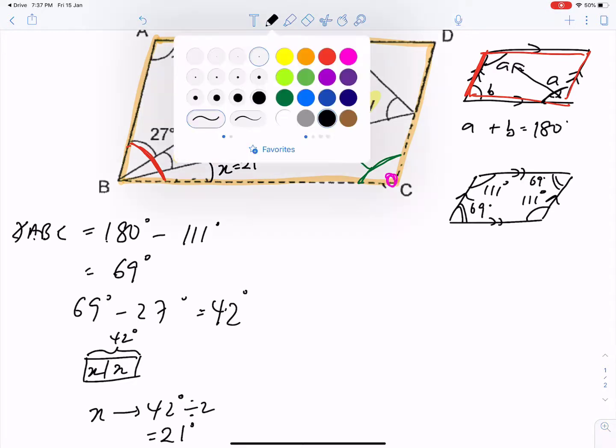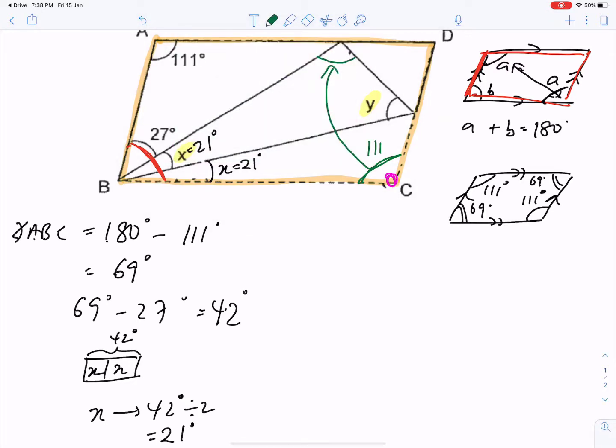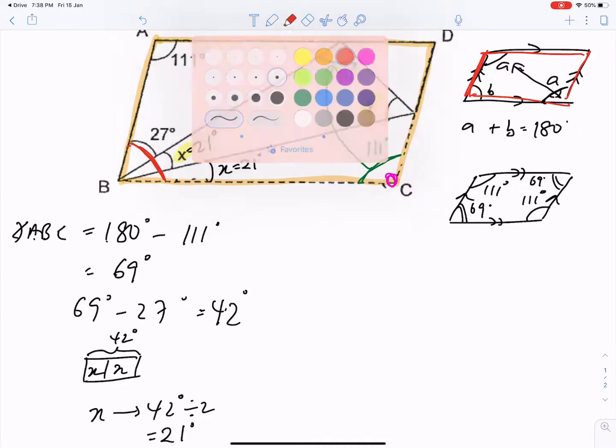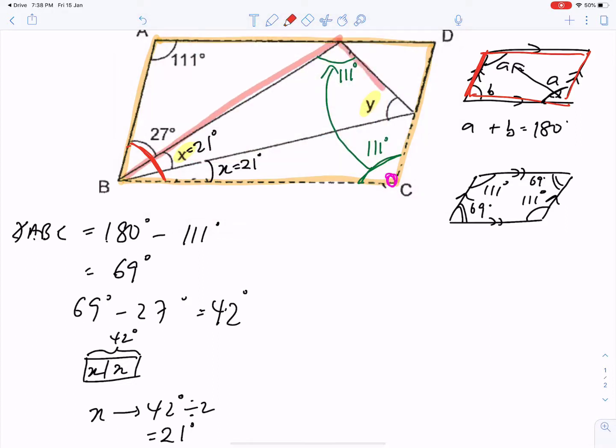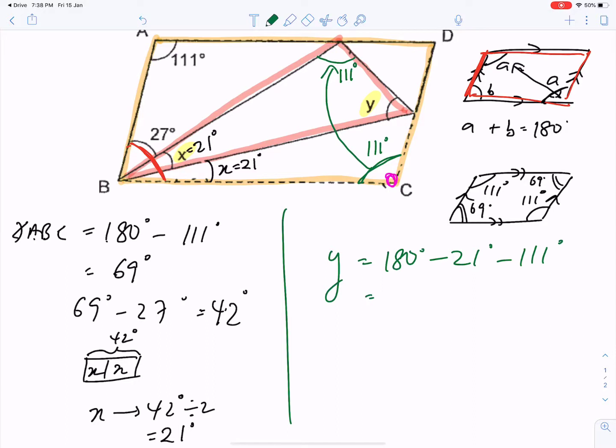So what this means is that I know the value of this green angle, 111 degrees, which is also folded inside. I can use angles in a triangle add up to 180 degrees to find angle Y. So angle Y is just 180 degrees minus 21 degrees minus 111 degrees. Let's see what this amounts to. 48 degrees. So that's how we approach this angles question on folded paper.